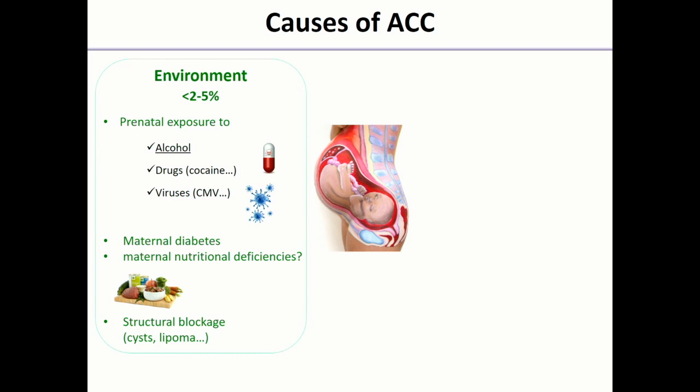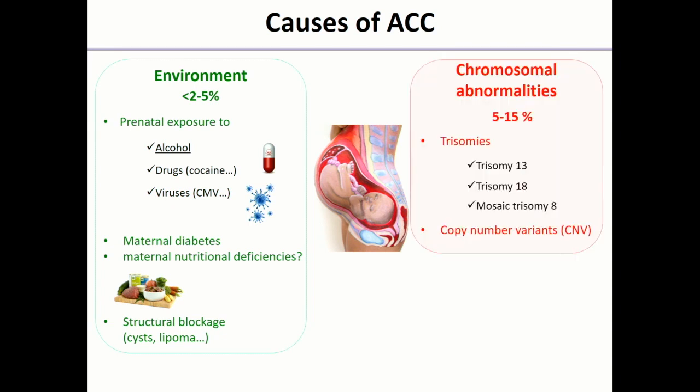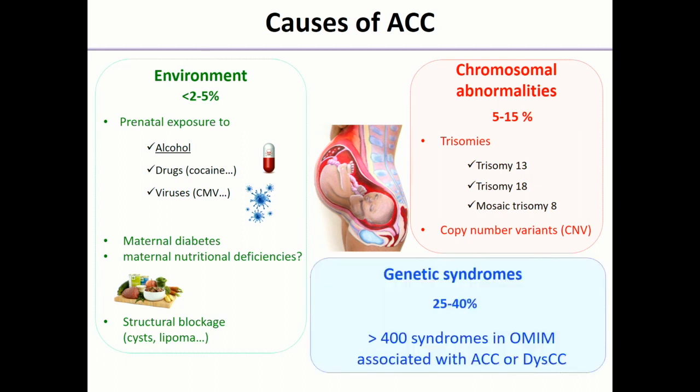I just want to mention that sometimes the agenesis or the malformation is due to a structural blockage. For example, a cyst or a lipoma is present and prevents the corpus callosum from forming. There are also chromosome abnormalities that are associated with ACC and represent between 5 and 15%. Among the most frequent causes are trisomies, trisomy 13, 18, and mosaic trisomy 8, and also many different copy number variations, and you will see that later on.